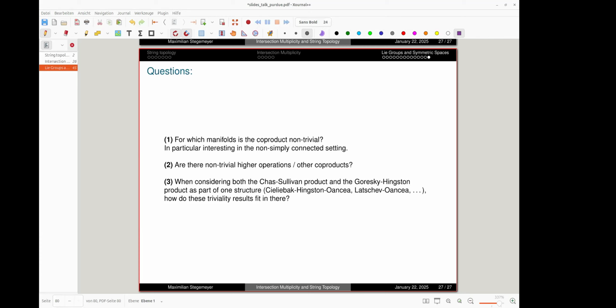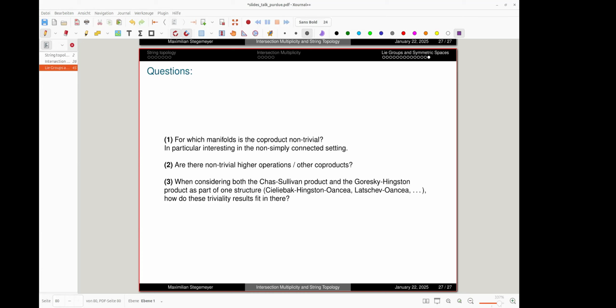Well, my feeling after thinking about this for a few years is that these higher operations, the ones Ralph was mentioning, you have compatibilities between the Chas-Sullivan product and the Goresky-Hingston coproduct that are satisfied up to some higher operations, and these seem to depend on moduli of the moduli space.